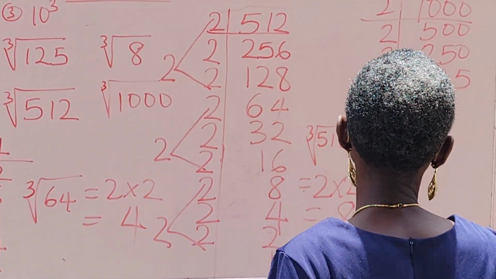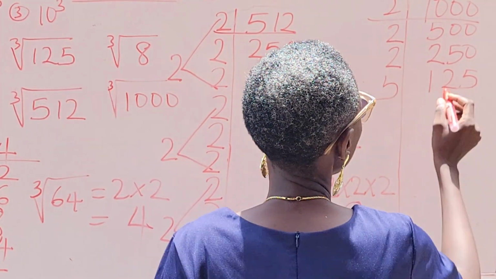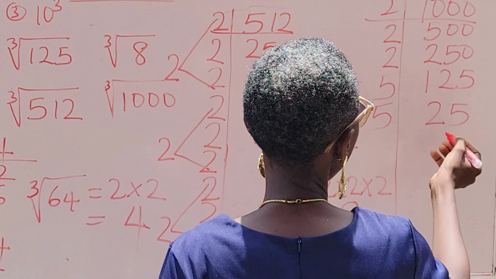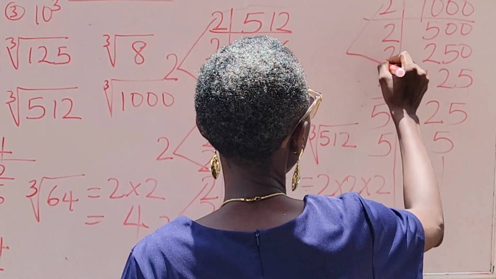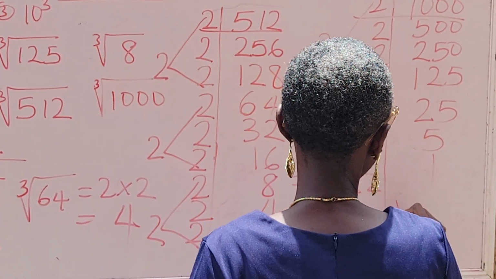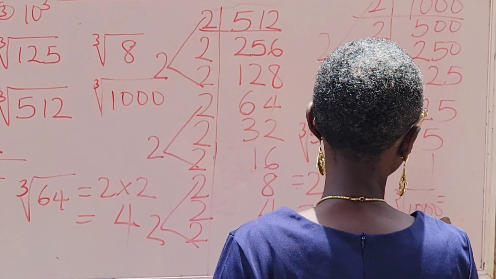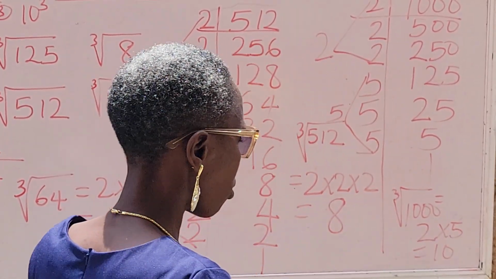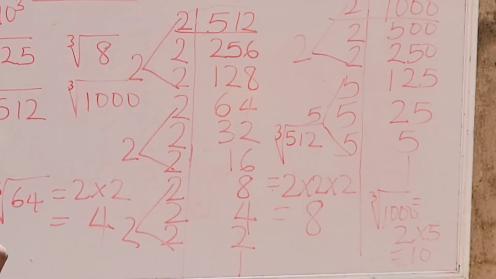3 cannot divide without a remainder. Then we use 5. 5 here, 25. Then we have 5. 5 here, 5. 5 here, 1. Then we have it in threes, 2 and 5. That's cube root of 1,000 is going to be 2 times 5, which is 10. So meaning that 10 times 10 times 10 gives us 1,000.